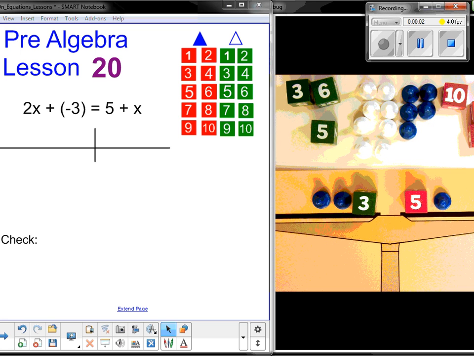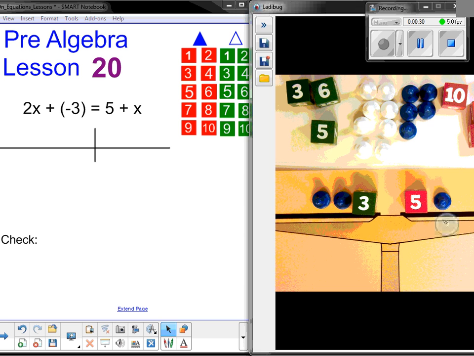Lesson 20. We have a nice little problem here where we have 2x plus a negative 3 equals 5 plus x. So we have variables and numbers on both sides. Back in level 2, we had x's and stars on opposite sides, and we had numbers on both sides. So we moved the numbers first and then dealt with the difference in variable form, the different color pawns. Here, our pawns are the same colors. Notice they're both blue here. We've got blue pawns on both sides. So in this case, we want to deal with the numbers first.